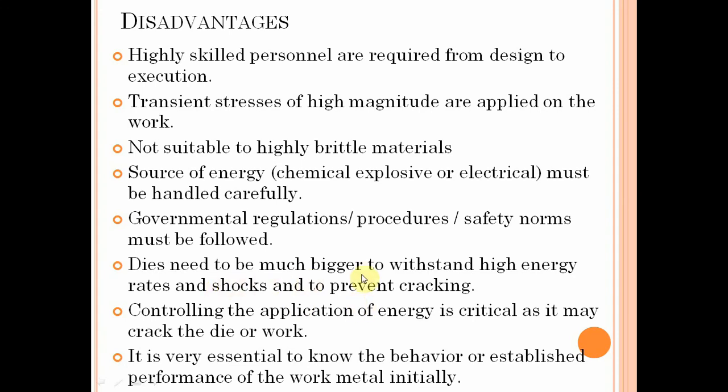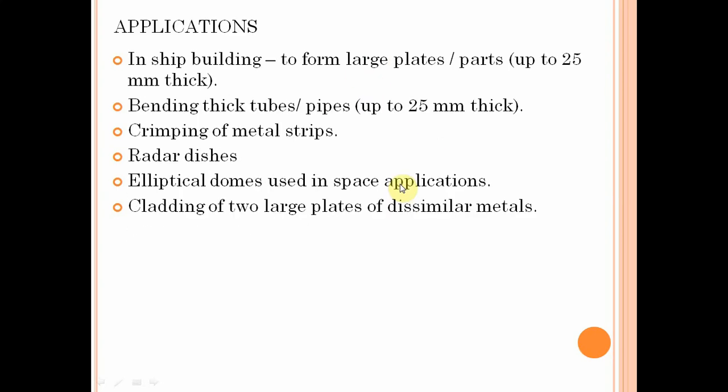Dies need to be much bigger to withstand high energy rates and shocks, and to prevent cracking. Controlling the application of energy is critical as it may crack the die or work. It is very essential to know the behavior or established performance of the work metal initially. So these are some disadvantages of the HERF process.